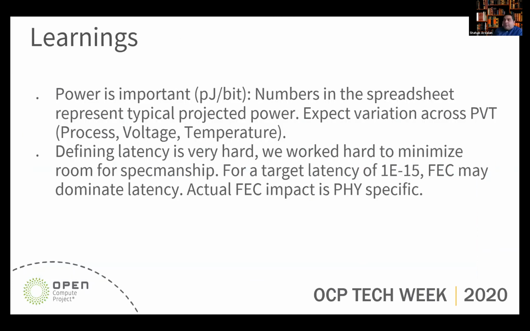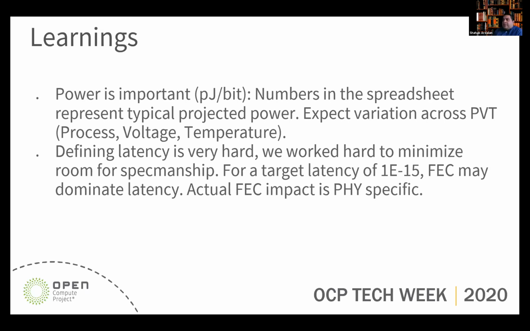What we found out was basically that all the power is important. We do see a lot of picojoule per bit, but again, these are projected numbers based on 7 nanometer, and expect some variation if you are changing the process and also the conditions, voltage and temperature. As I mentioned, defining latency was kind of hard. We spent a lot of time on it to get everybody to agree on the terms and definitions.